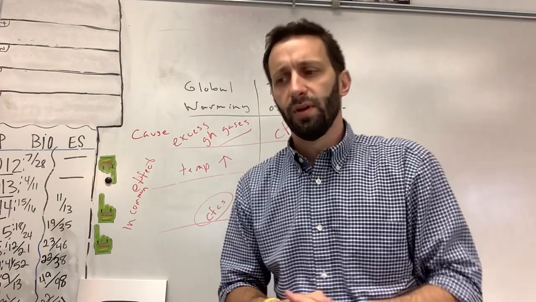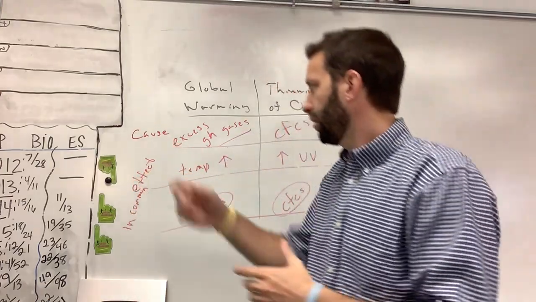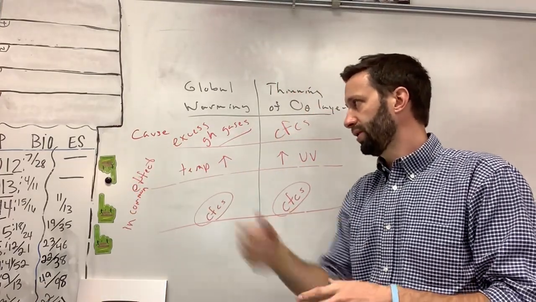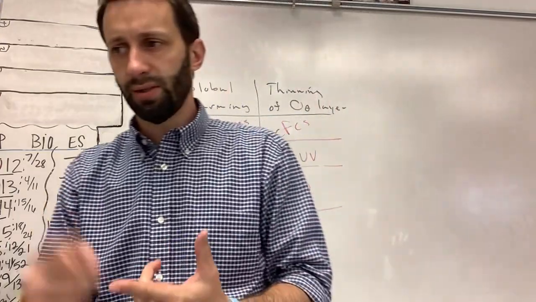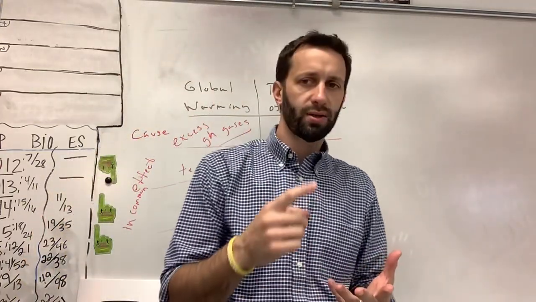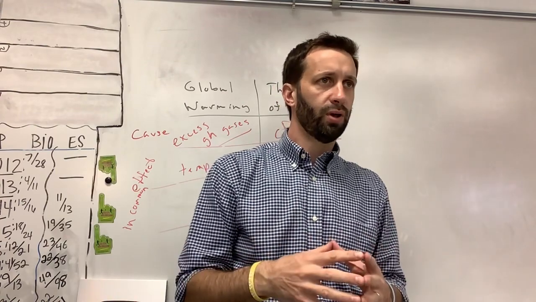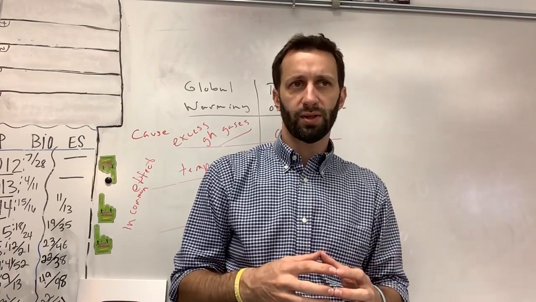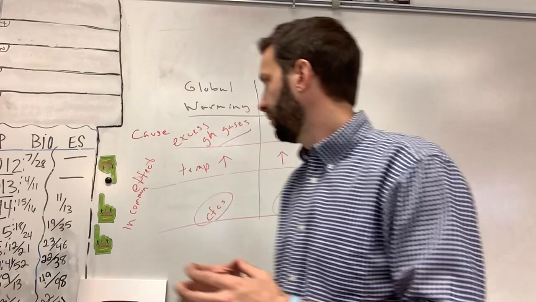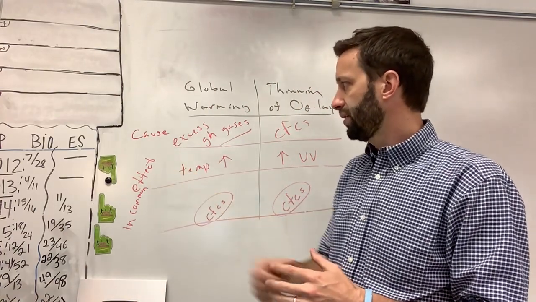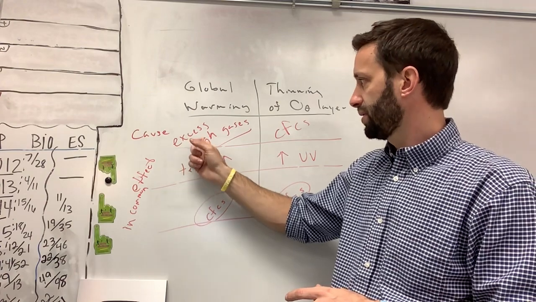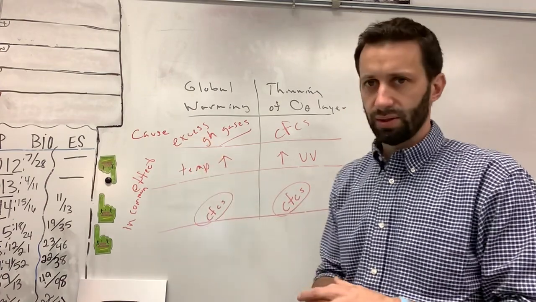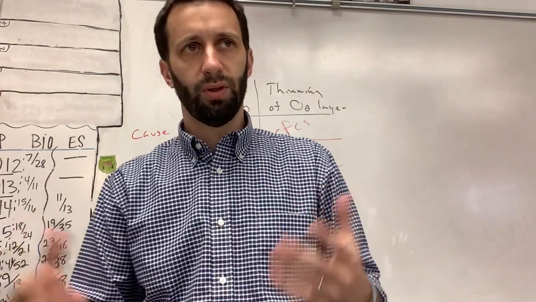So, the primary cause of global warming is excess greenhouse gases. So we talked about what are those greenhouse gases: water vapor, carbon dioxide, and methane. So it's the primary cause of that global warming / climate change that we see and we hear a lot about. All right, the effect of global warming, or the effect of that increase in greenhouse gases, is an increase in temperature, okay? And that's where we get the climate change.